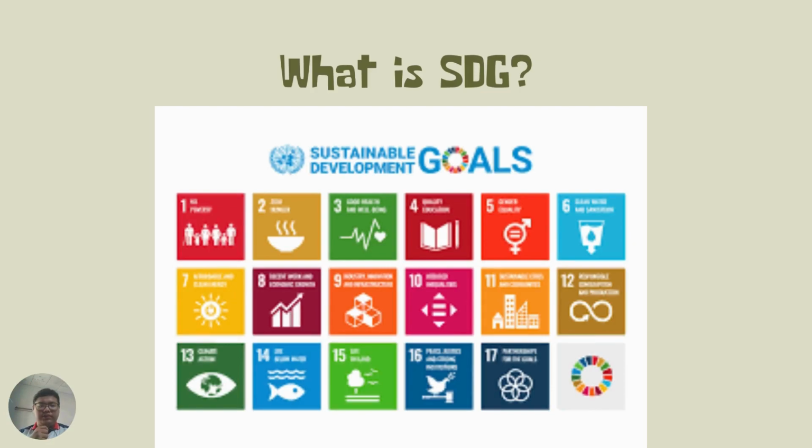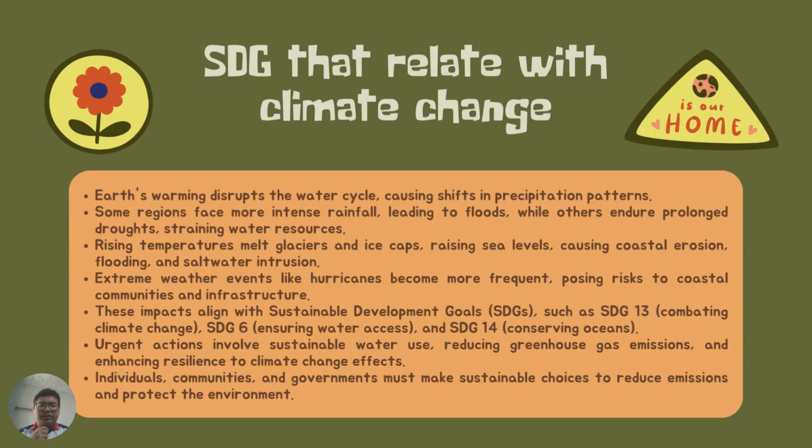So next, what is SDG? SDG is Sustainable Development Goals, which has 17 goals to end poverty and other human problems. So the SDGs that relate to climate change: the first one is SDG 13, combating climate change. Next one is SDG 6, ensuring water access. And lastly is SDG 14, conserving oceans.